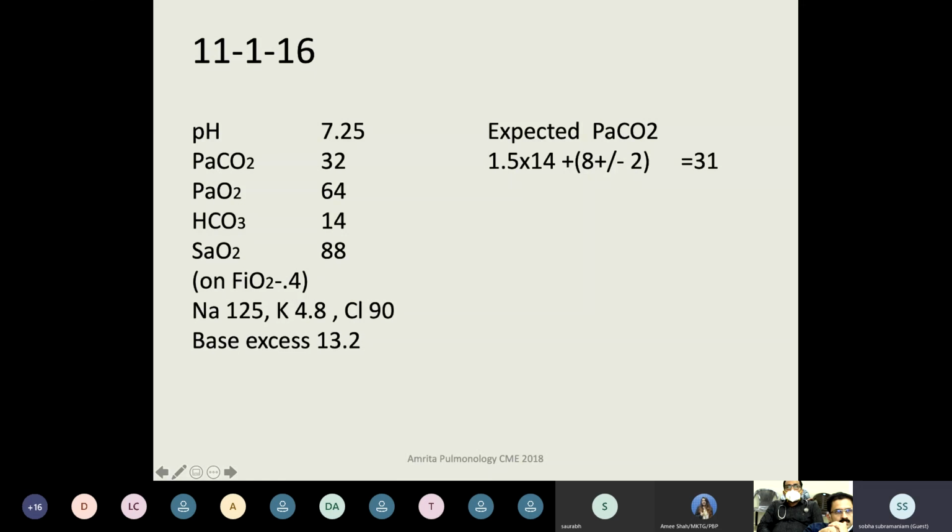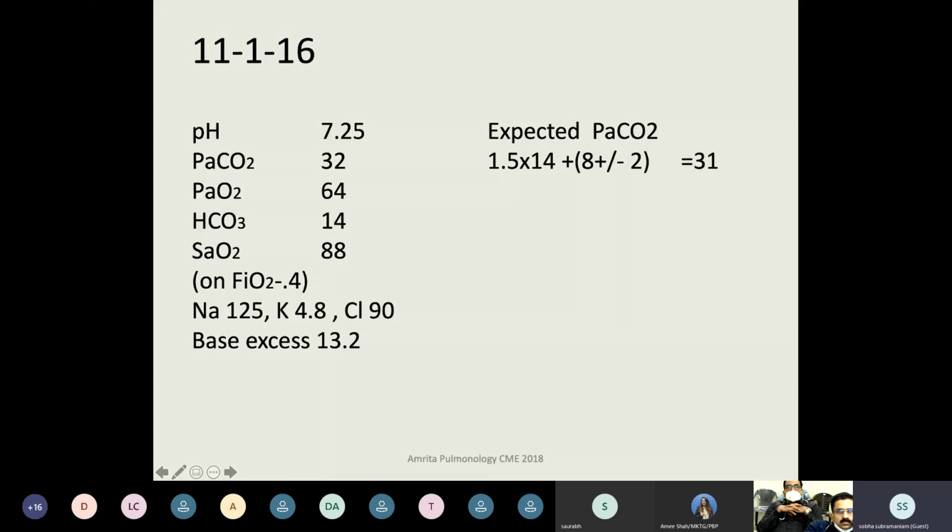Now, how will you proceed from here? So what you do next is you calculate the anion gap as well as the expected PaCO2. So in this patient, the PaCO2 recorded is 32. So what is your expected PaCO2? It is that Winter's formula, 1.5 into 14 plus 8 plus or minus 2. So that comes to about 31. So the value is 32.